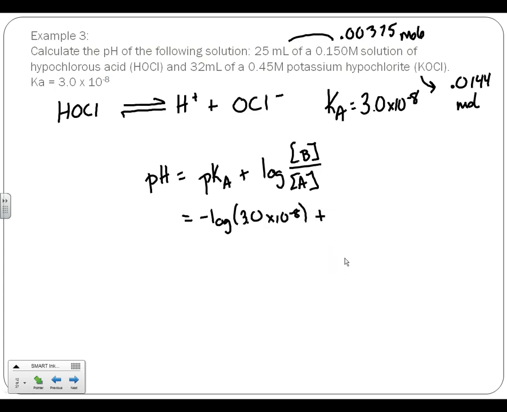Now if we think about it, brackets are for concentrations, moles per liter. However, since I've got moles per liter divided by moles per liter, and I've converted both of my things into moles, my liters are canceling out. So really, all I need to do is the log of my moles of base divided by my moles of acid. And I do this, and I come up with a pH of 8.10. Ta-da!